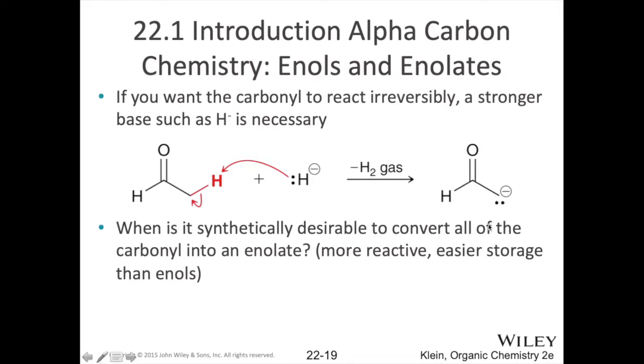So generally, the enolate might be more useful than the enol. It's definitely a better nucleophile, right? You've got that formal negative charge on that alpha carbon, right? And it's probably a little bit easier to store in its ionic form.